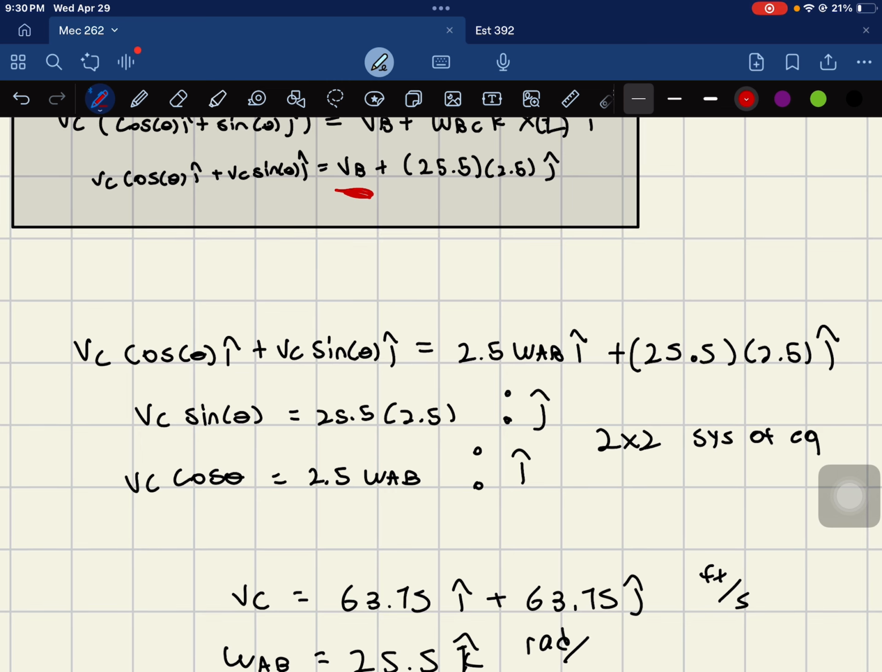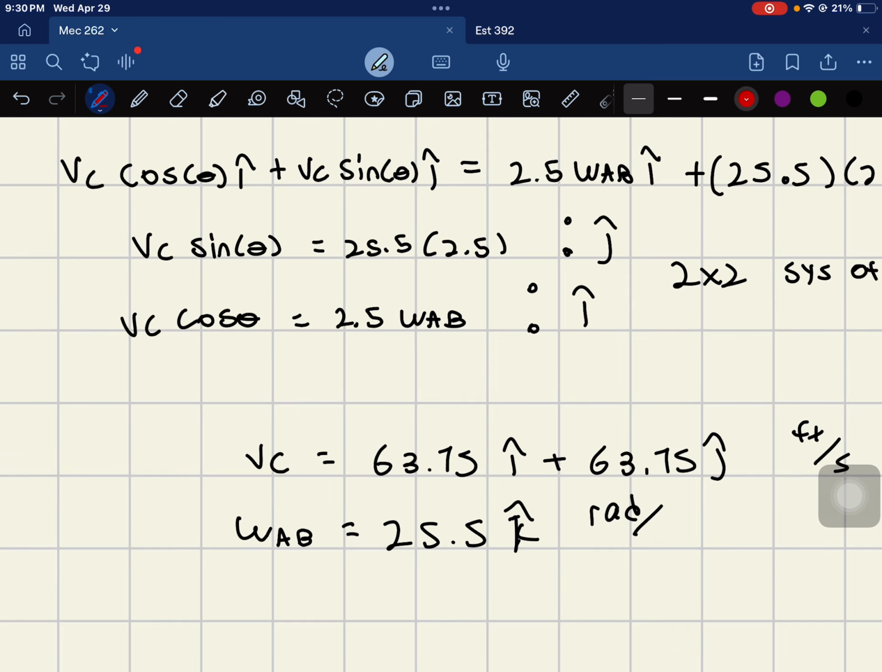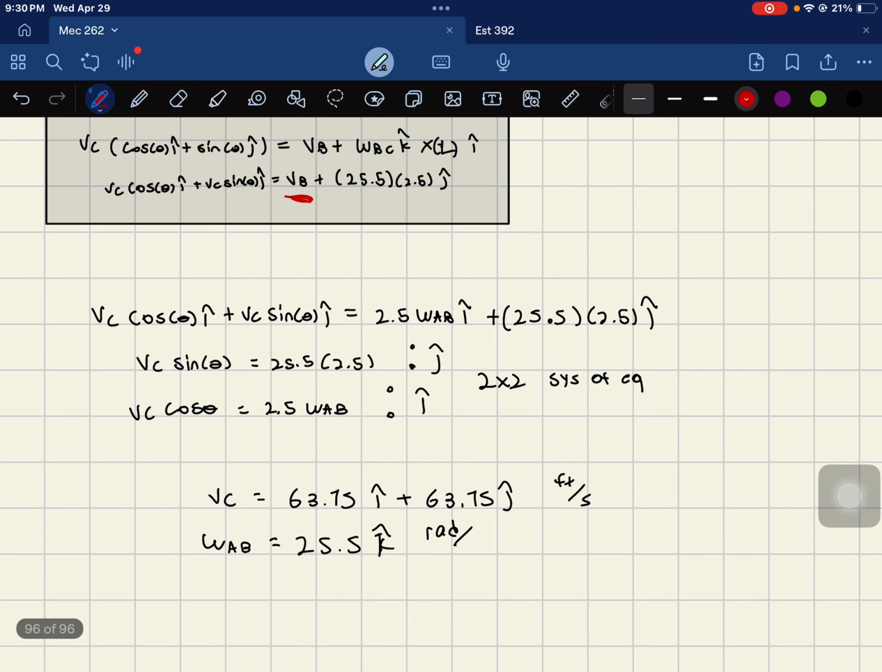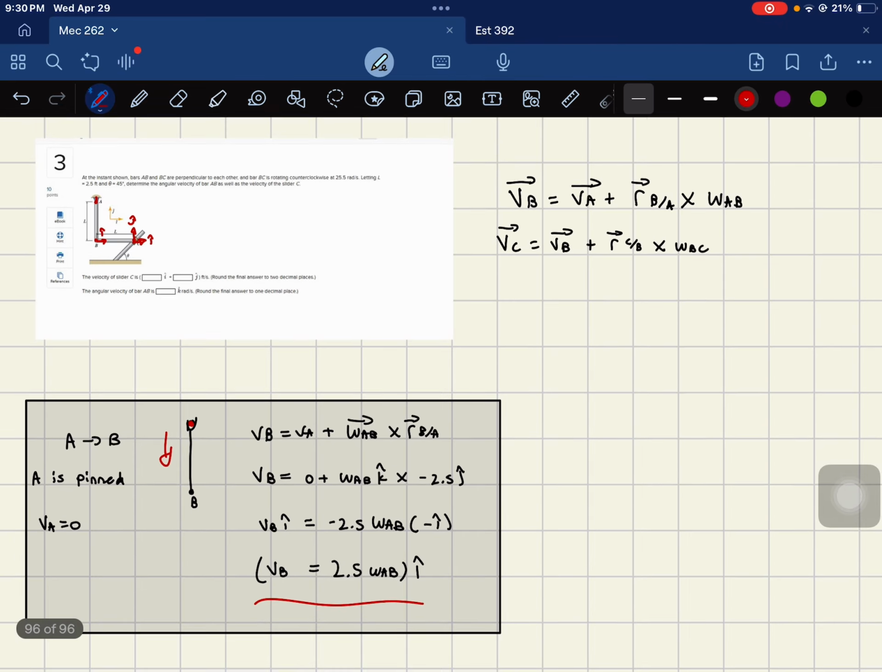So when we do that, we're going to gather all the J hats and I hats separately, so we end up with a system of two equations, and we solve for VC, and we end up with this as the I and J components, and then we also solve for omega AB. And it makes sense how the I components and the J components of VC are the same, because it's at an angle of 45.